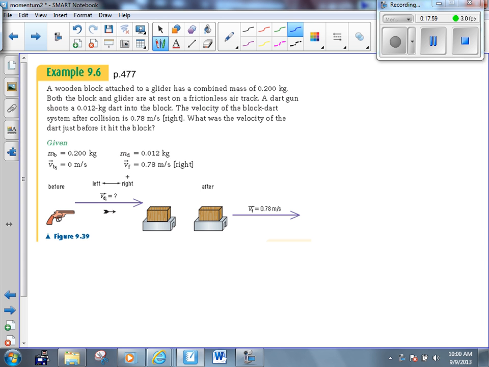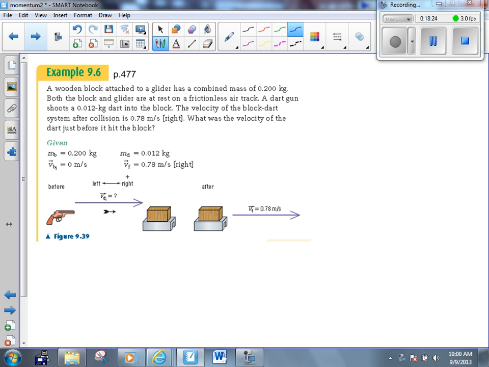Let's solve a problem here on page 477. It says a wooden block attached to a glider has a combined mass of 0.200 kilograms. Both the block and the glider are at rest on a frictionless air track. A dart gun shoots a 0.012 kilogram dart into the block. The block-dart system afterwards moves at 0.78 meters per second to the right. What was the velocity of the dart just before it hit the block?